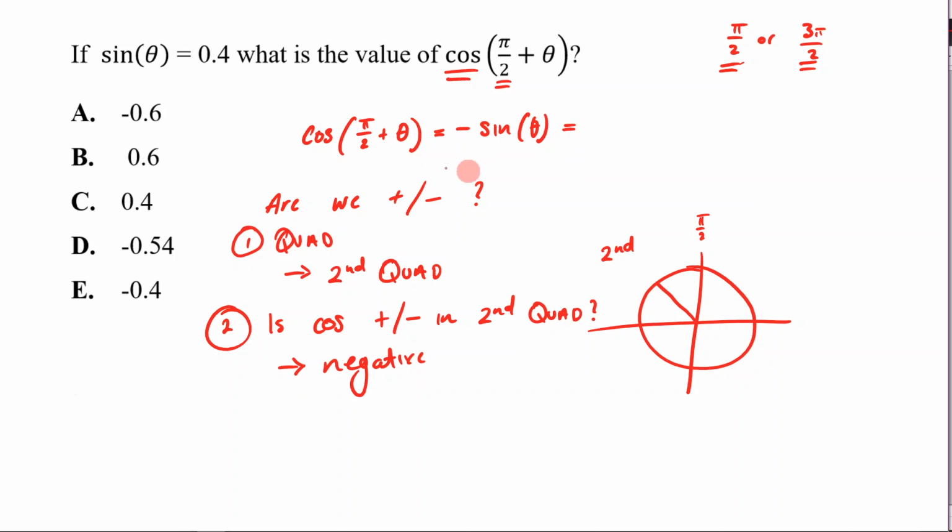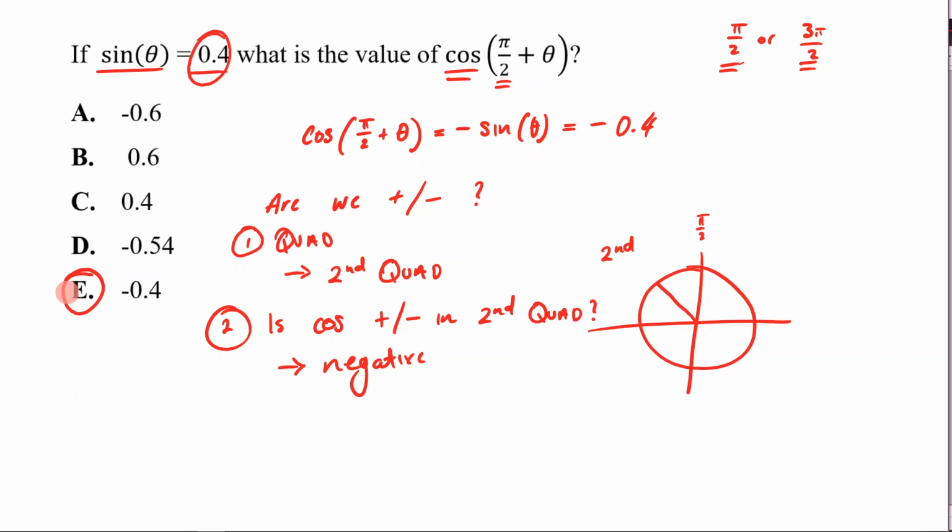All right, now I know that sine of theta is equal to 0.4. So my answer is going to be negative 0.4, because this sine of theta is 0.4, and I've got a negative there. Negative 0.4. My answer is E.